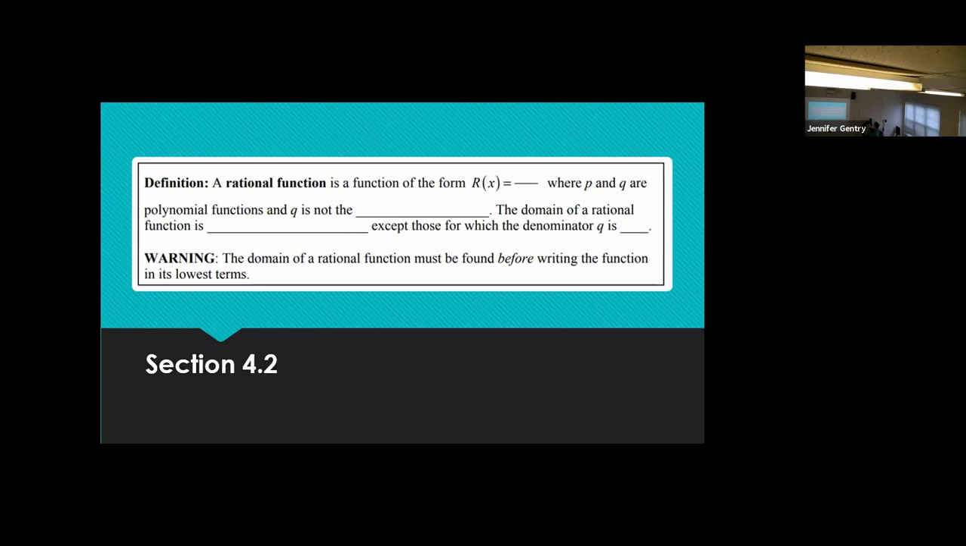So we're going to take what we did before in section 3 with the polynomials and take it to the next step further. Most of what we're going to be talking about today is: how do we find an asymptote? What does it mean? What does it look like? Things like that, okay?